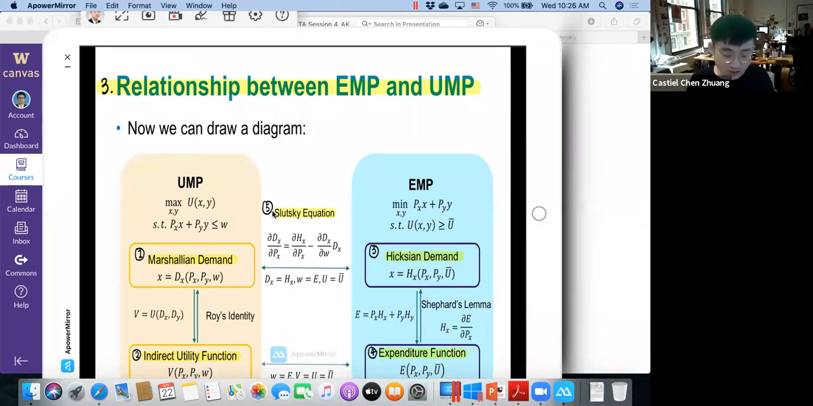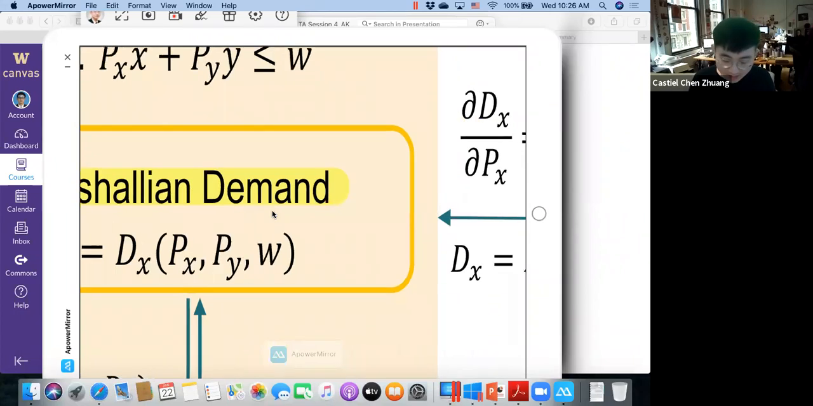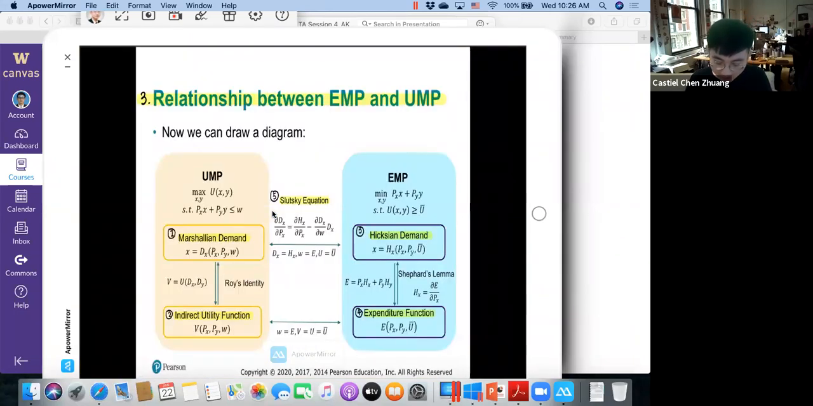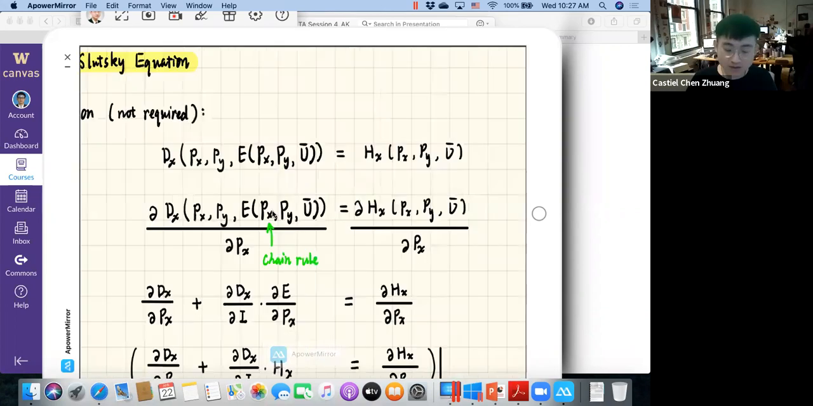So that's what we are doing. We are replacing the W, the income, by the expenditure function here. All right? We are trying to find the equivalence. And by doing so, they are equal, okay? The Marshallian demand is equal to the Hicksian demand. And starting from there, we can do all these derivations, but again, it's not required.